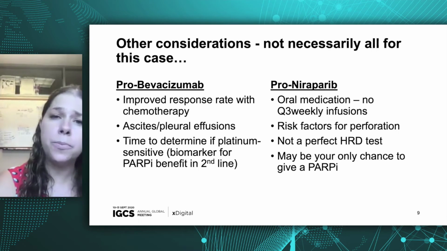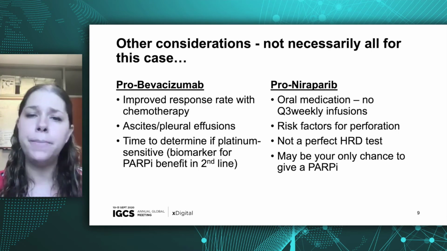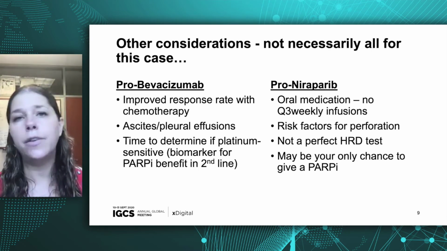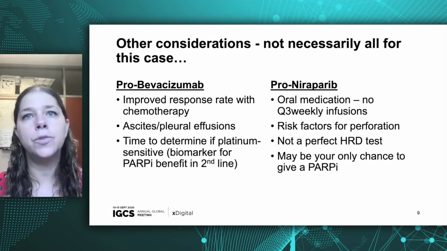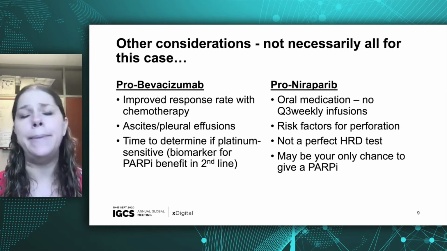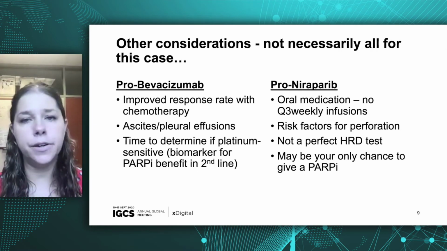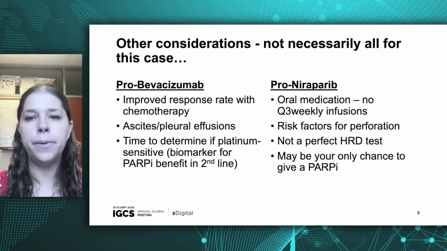Now, what's the pro for utilizing niraparib based on the PRIMA indication? Well, it's oral, so they don't have to come in every 3 weeks for infusions. If the patient already has risk factors for perforation, there's bowel obstruction or a lot of prior bowel issues like IBD, certainly that could be considered as a pro for utilizing a PARP inhibitor.